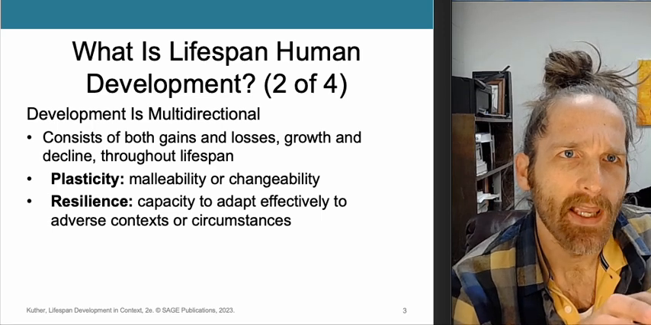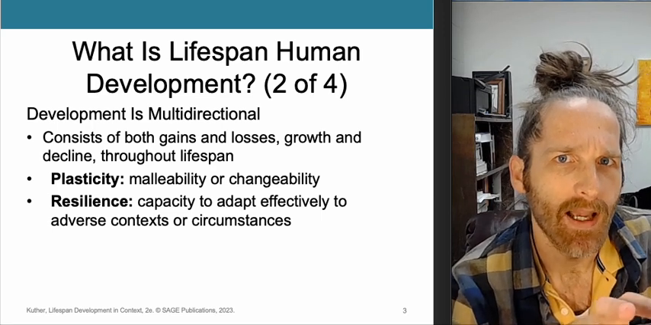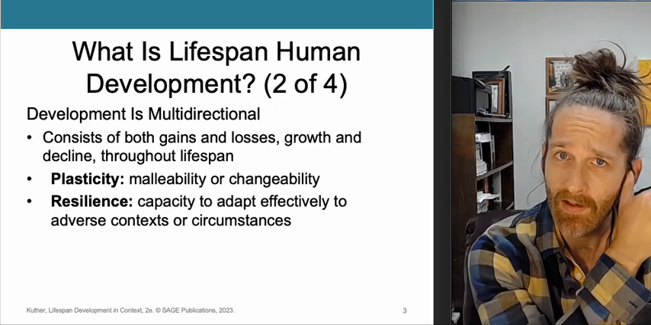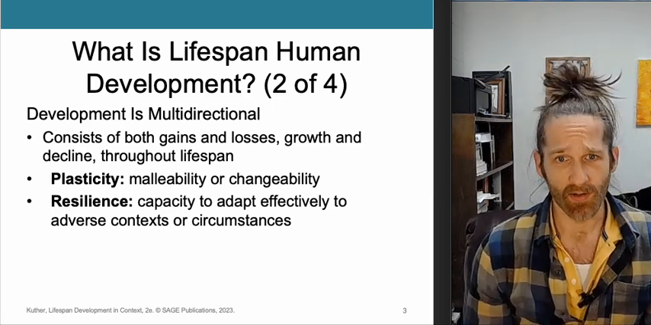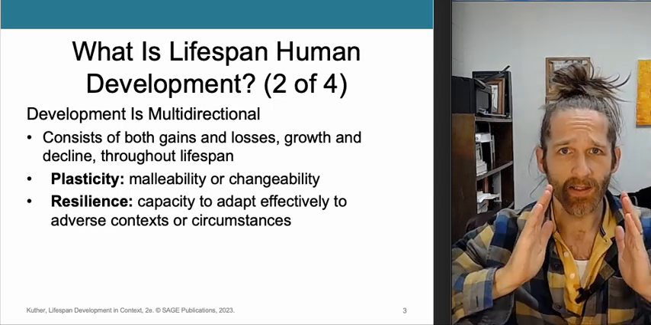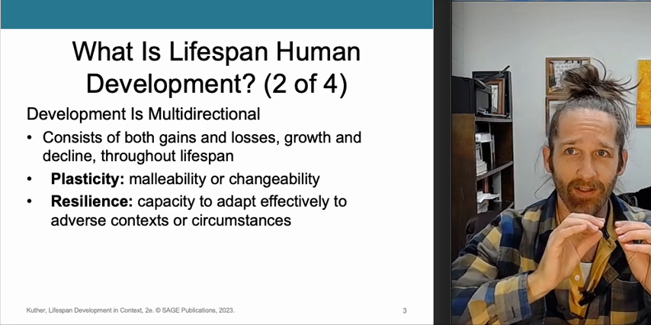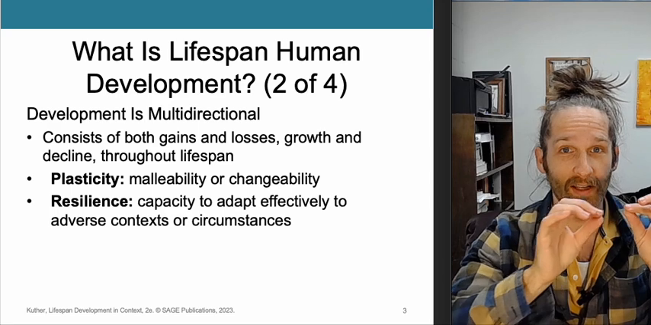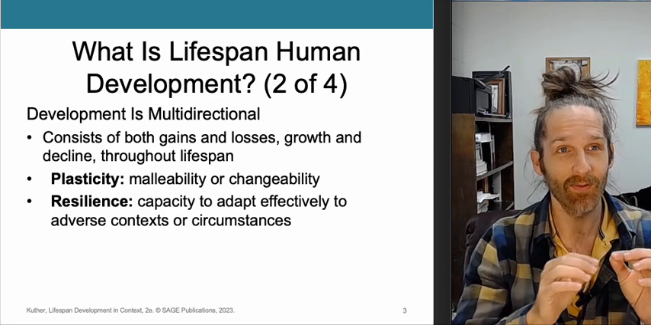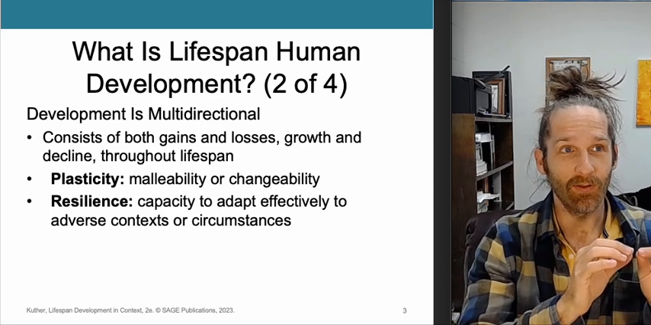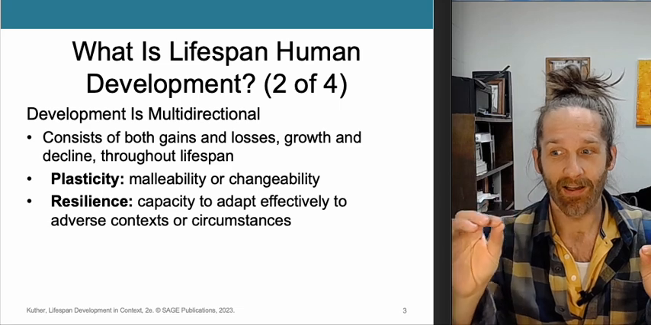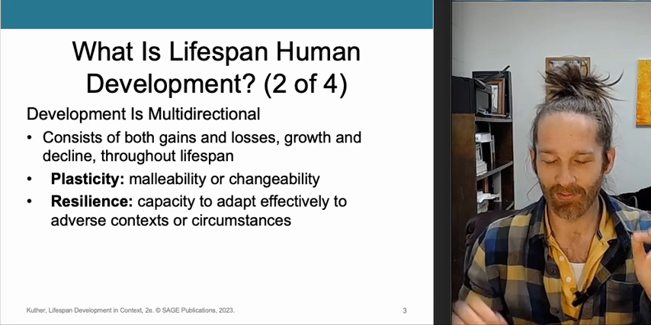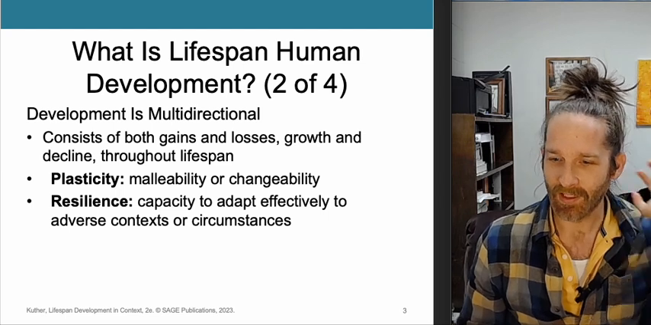So there are a couple of concepts that apply broadly to human development. The first is that development is multi-directional, and so it's not always headed from less to more. In some cases, you start off with more and then wind up with less throughout the lifespan. Sometimes you grow and then get smaller, or there's growth and then a descent of growth. Let's think of some examples.